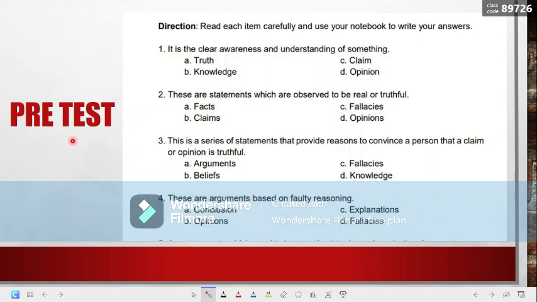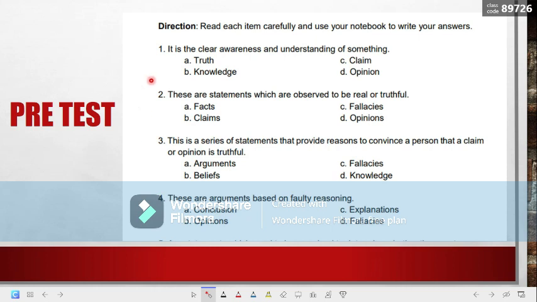Now, let's have a pretest before we are going to proceed to our discussion. So, you are going to answer this in your philosophy activity notebook. Let's read the direction. Read each item carefully and use your notebook or activity notebook to write your answers.